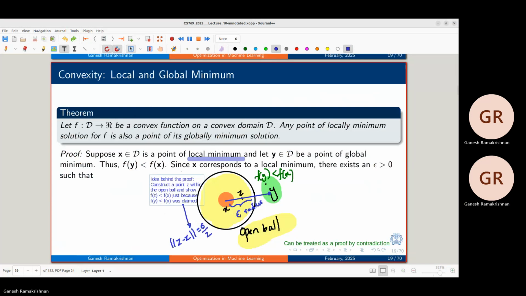Open ball and show that f of Z is less than f of X. Right? And f of Y is also less than f of X, because f of Y is less than f of X already. That's known. That's supposed to be our starting point. But we'll show that f of Z is less than f of X as well, and in fact, f of Z is going to be less than f of Y. Okay, how do we do that?